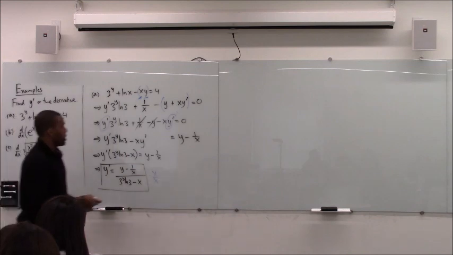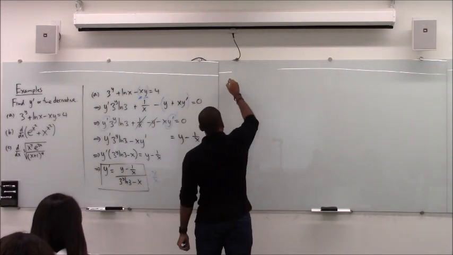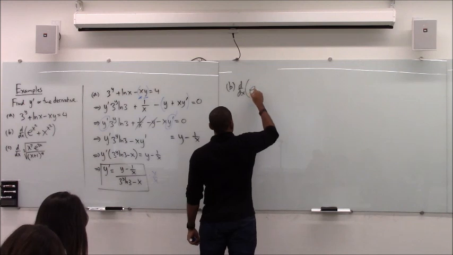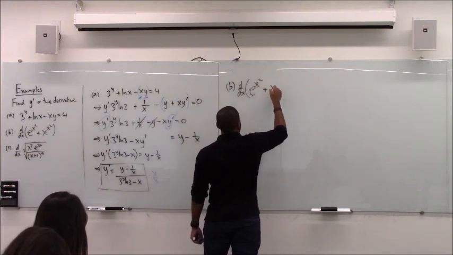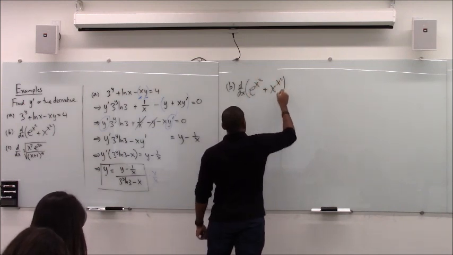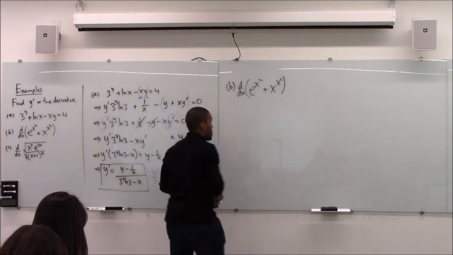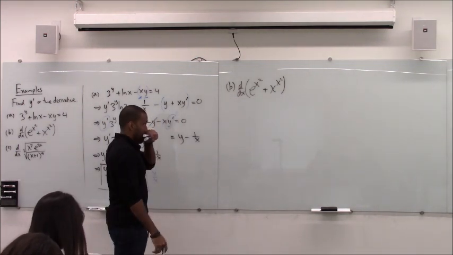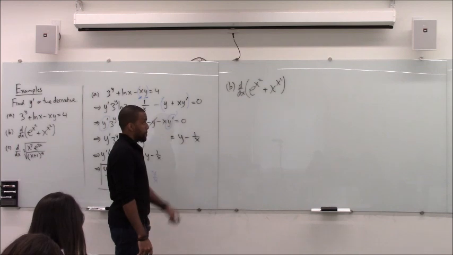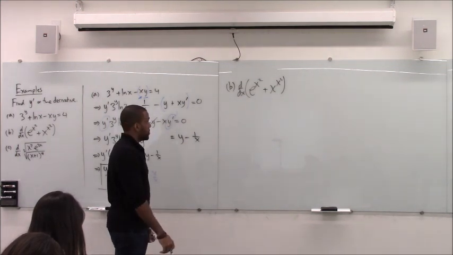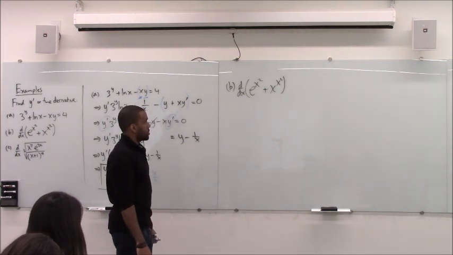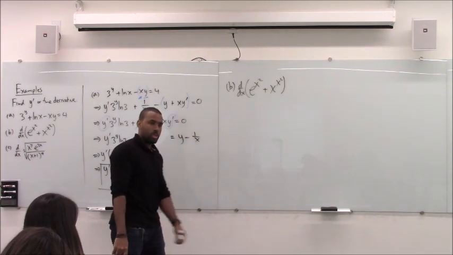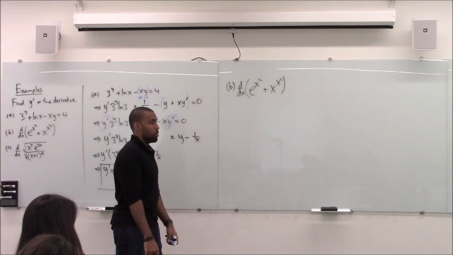Now, B is an interesting one. What are you thinking now? Do you know how to differentiate e to the x squared? How?